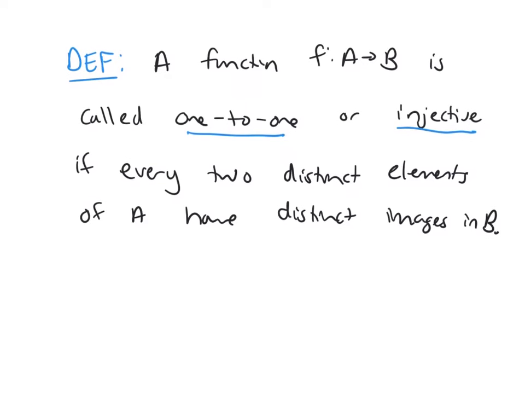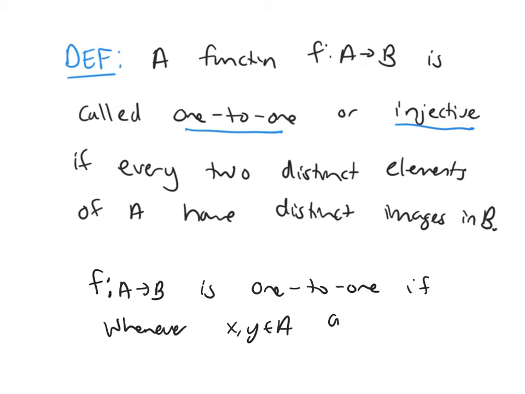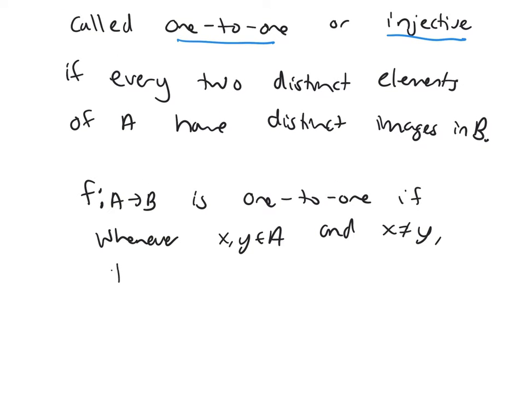So the formal way to write this is to say that f from A to B is one-to-one if whenever x and y are in A and x is not equal to y, then f of x is not equal to f of y. So two distinct elements of A, which is what we mean when we say x is not equal to y, have distinct images. So f of x and f of y are not the same.